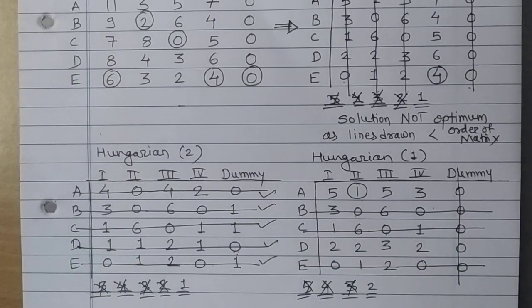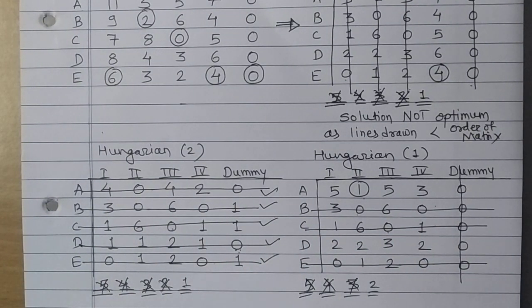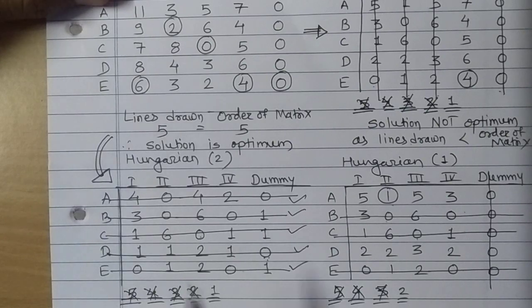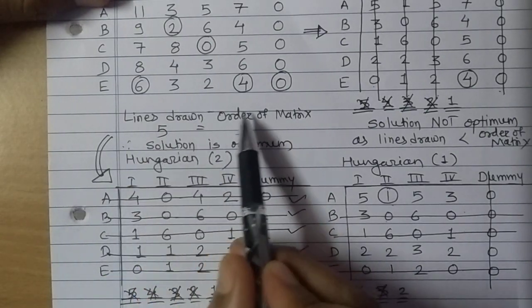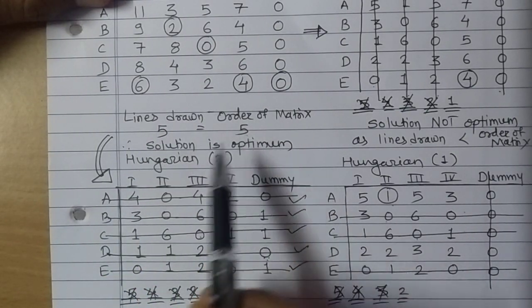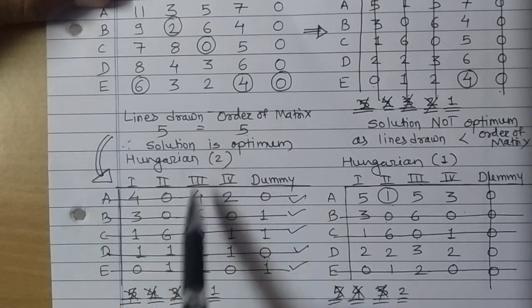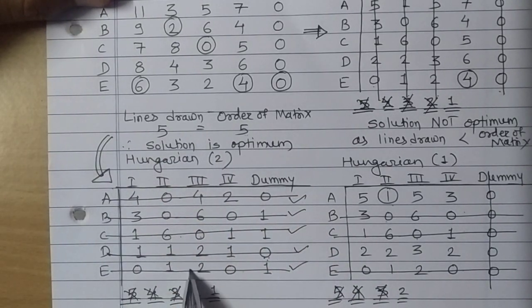5 lines are drawn. So I have to write down that number of lines drawn are exactly equal to order of the matrix, that is 5. Therefore, solution is optimum. So number of lines drawn 5 is exactly equal to order of the matrix, that is 5. Therefore, solution is optimum in Hungarian 2. So this is the optimum solution.